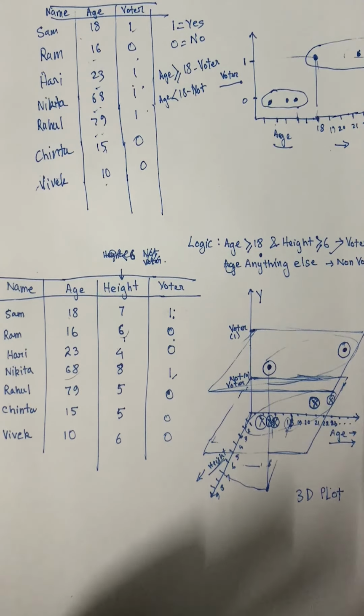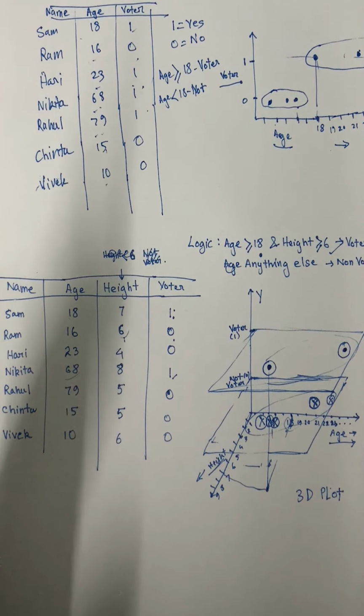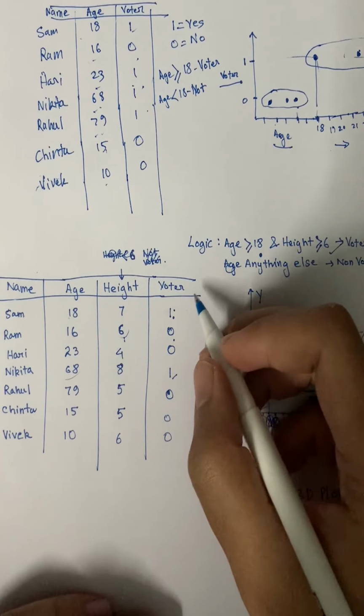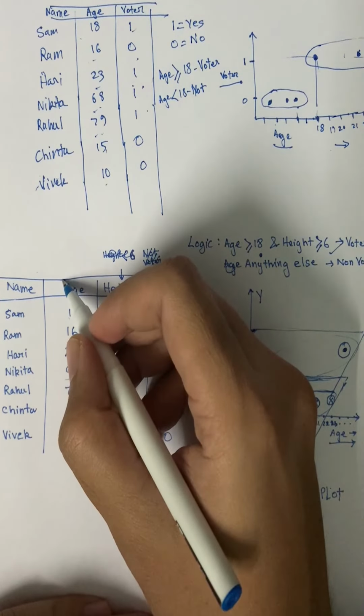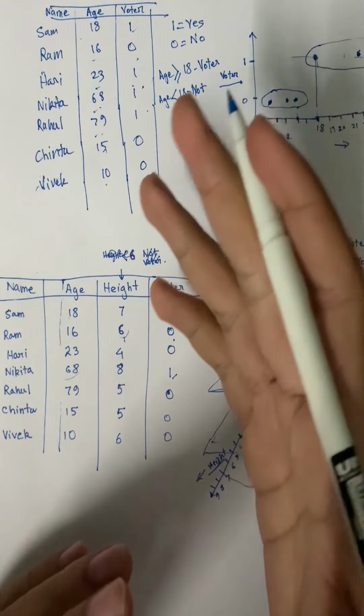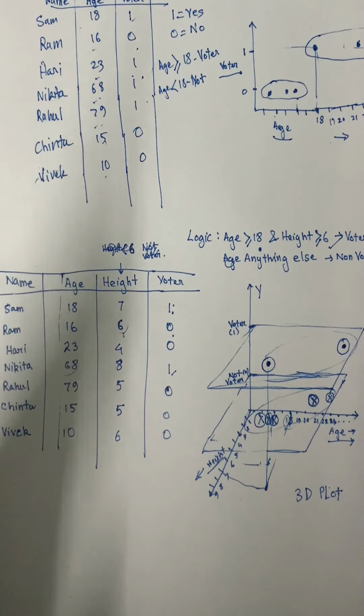Now, what happens if we add another column? As I said, it's a hypothetical country. You can add as many columns as you want. What happens if we add another column, maybe weight? Maybe there is a logic for the weight. If the weight is not above a certain threshold, maybe the person is not a voter. So in that case, what will happen?